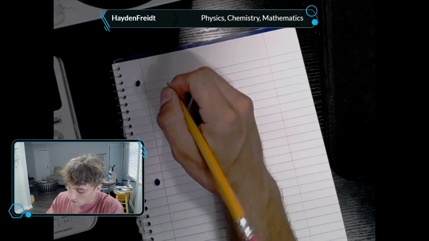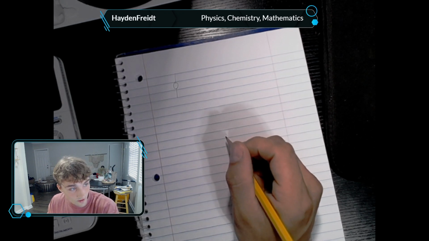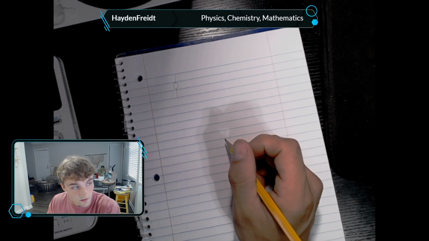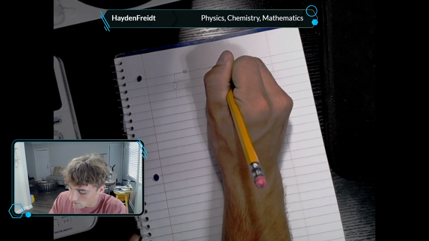First we have to draw out our circuit. We have our independent voltage source right here. This circuit is going to contain an inductor and a capacitor, and then we're going to have a couple of switches. We have a switch here, a switch here.